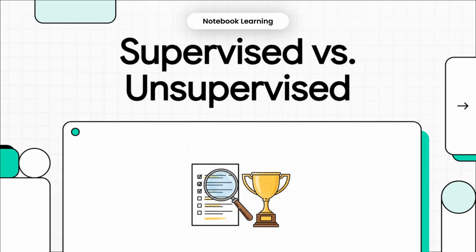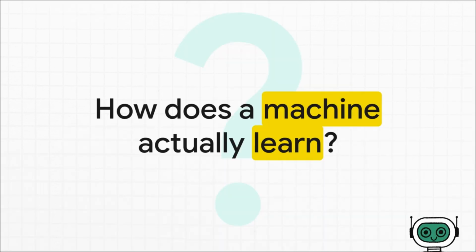So you're diving into machine learning, and you keep hearing these terms thrown around: supervised, unsupervised, reinforcement. It's easy to feel like you've missed a key lecture somewhere. Well, today we're going to clear that up. By the end of this, you'll have a really solid mental model for the three fundamental ways that a machine actually learns. So how does a machine actually learn?